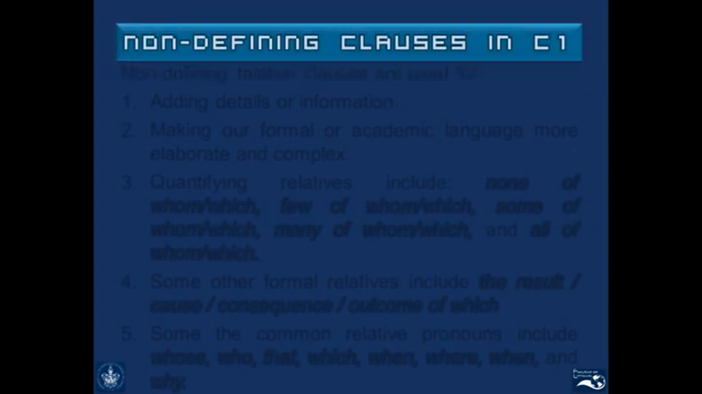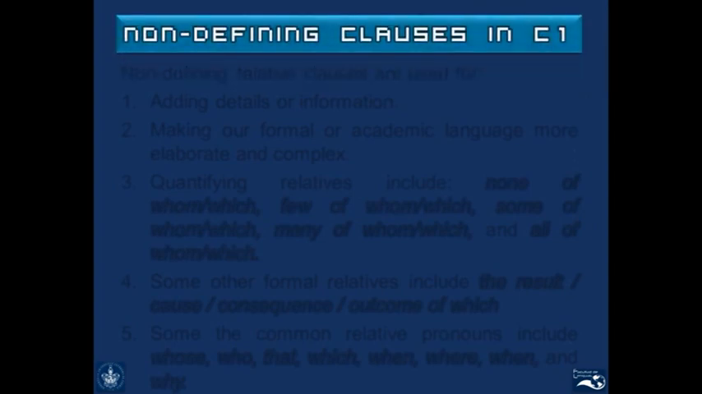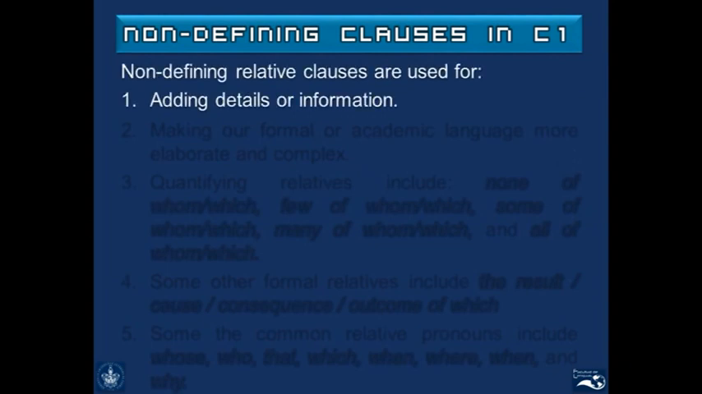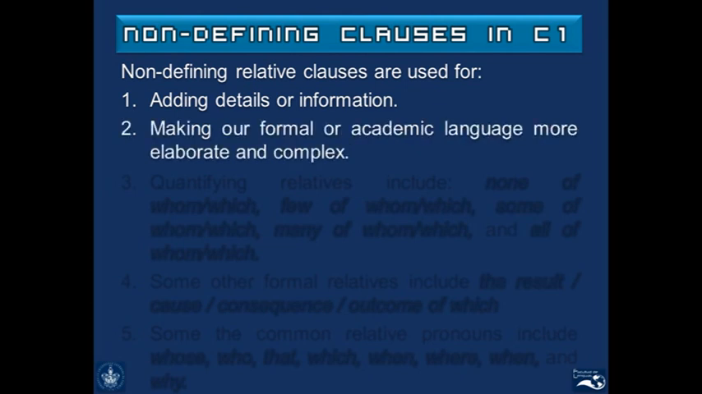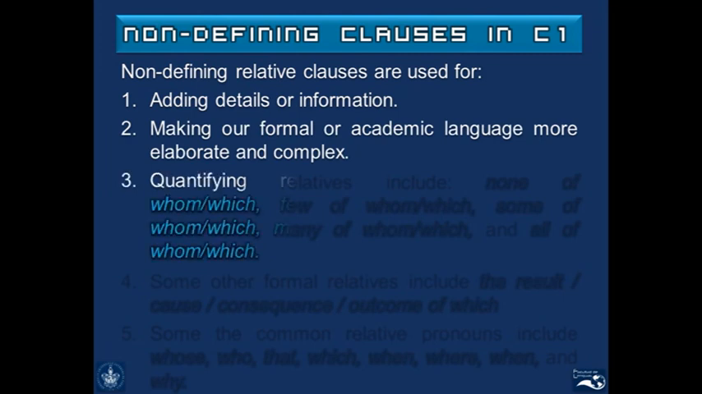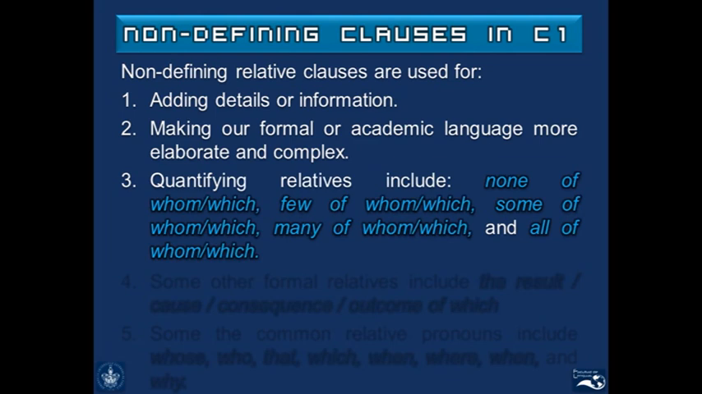Now, why are non-defining relative clauses important in C1? They are important because in this level we can use them to add details or information to the things that we are saying. And secondly, because they can help us to make our formal or academic language more elaborate and complex. Some quantifying relatives that we can use in C1 are none of whom or none of which, few of whom or few of which, some of whom or some of which, many of whom or many of which, and all of whom or all of which.